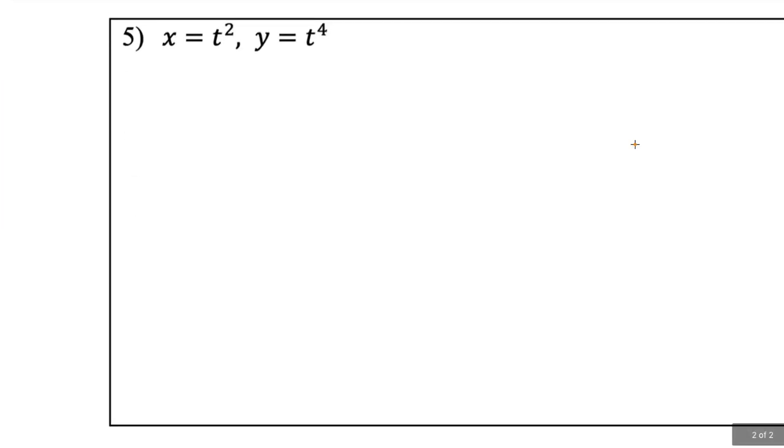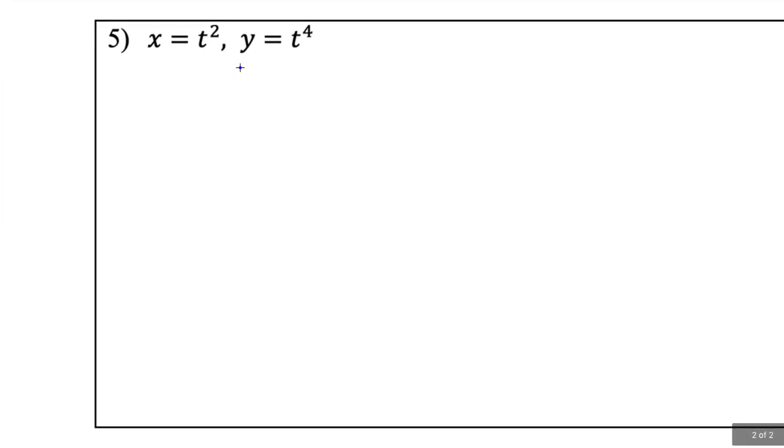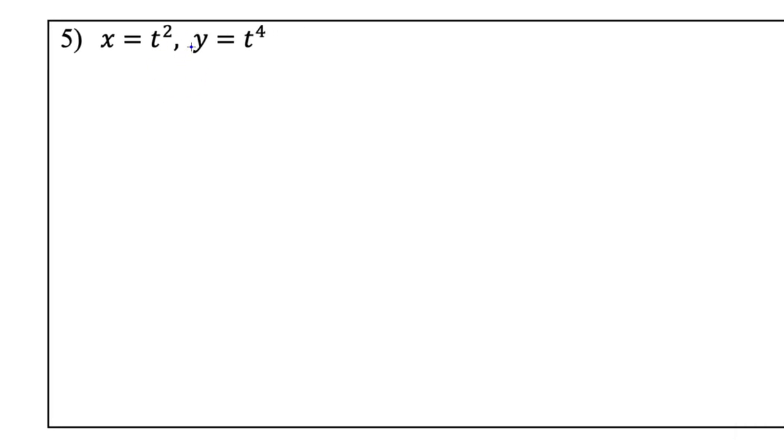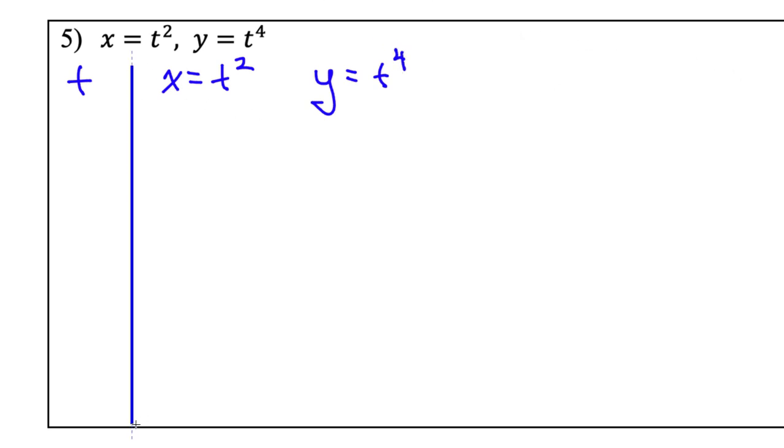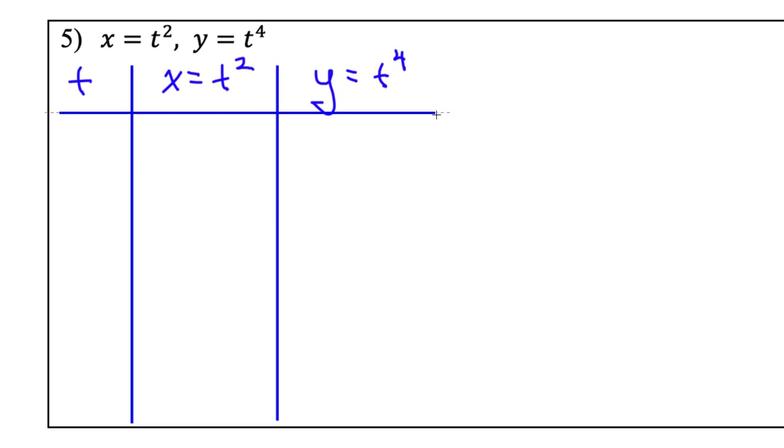All right, cool. We're on to number 5. And I know I'm taking too long, but I'm kind of having fun doing this. Let's make a value table for t values. x is equal to t squared and y is equal to t to the power of 4. All right. Making our columns. Oh, I want you to be slightly straighter. Thank you, sir. This one I can go a lot faster.